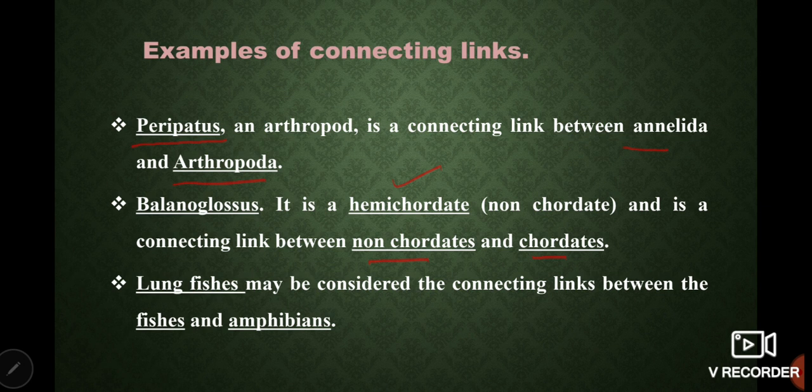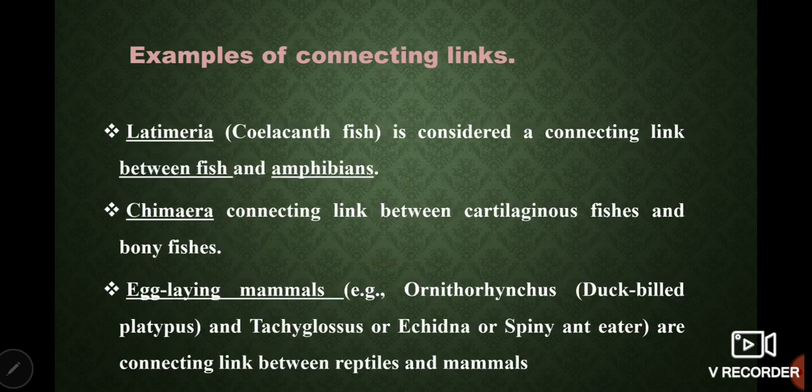After that, we have one more example, that is lungfishes. Lungfishes are known as a connecting link between fishes and amphibians. As you all know, amphibians can respire through lungs also. These lungfishes also have lungs, that's why we call them connecting links between fishes and amphibians. Then we have one more example, that's Latimeria. Latimeria is a coelacanth fish, and it's considered a connecting link between fishes and amphibians.